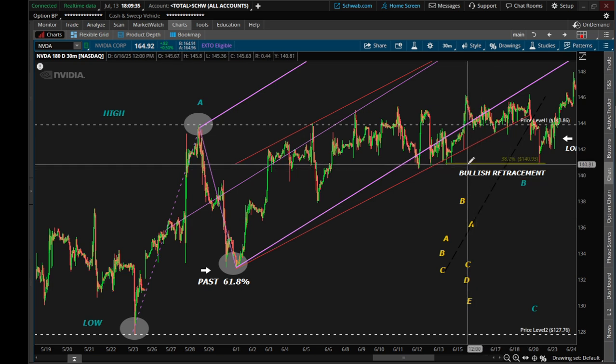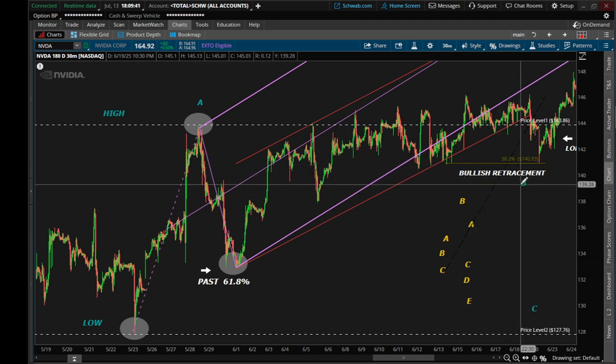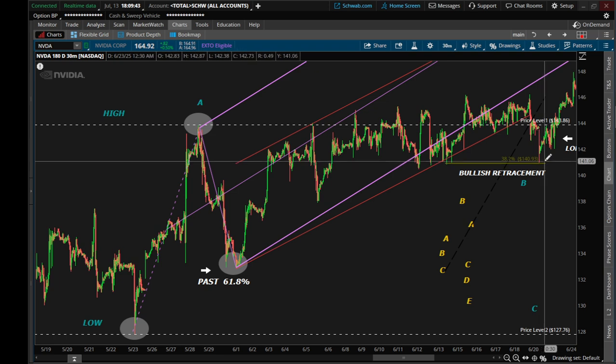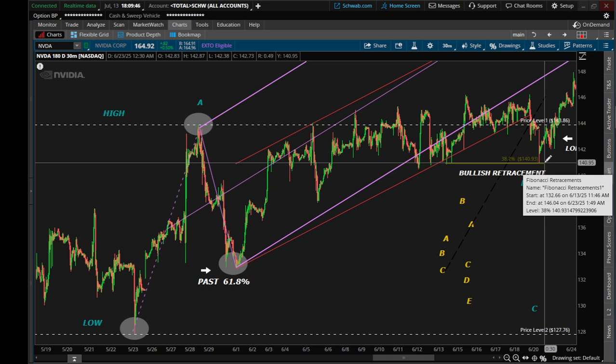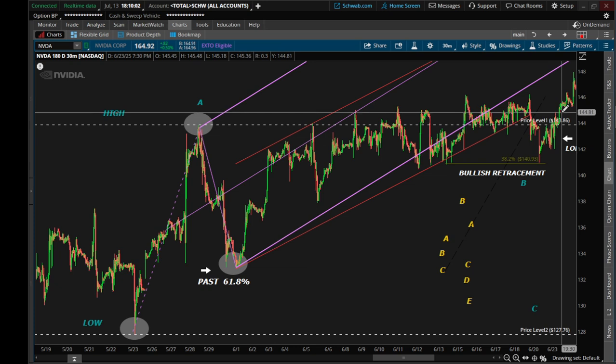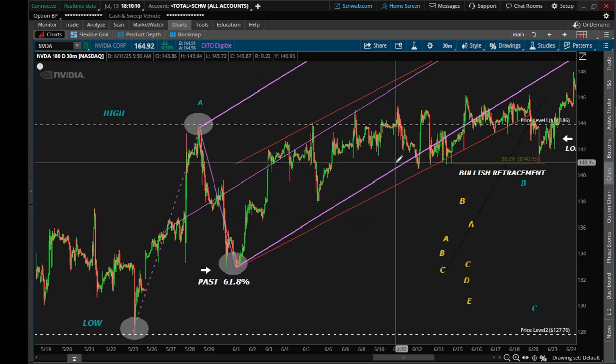That's 23.6, 38.2. That's a bullish retracement in my book. So I wouldn't have gone all in here. I would have added to my position if it went lower, but I definitely would have taken a long position right at the 38.2 at 140.93. And as you can see, we started to continue higher. Now, remember, we're under the pitchfork. So we're going to use this as our guide.